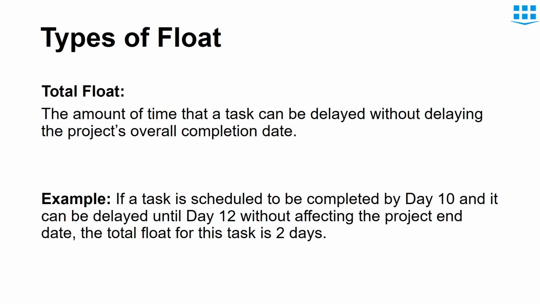Now let's see the types of float. The first type is total float. The amount of time that the task can be delayed without delaying the project's overall completion date. So this type deals with the project's overall completion date. For example, if a certain task is planned to be completed by day 10 and we have the flexibility in the project to delay this activity and complete it by day 12, that means that we can delay this task by 2 days. So the total float for this task is 2 days.